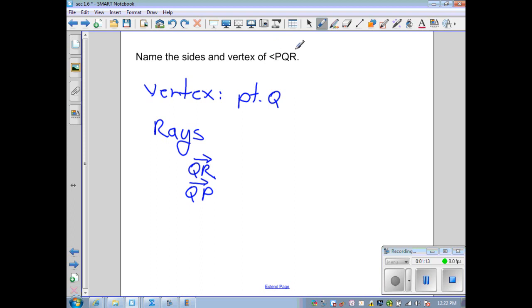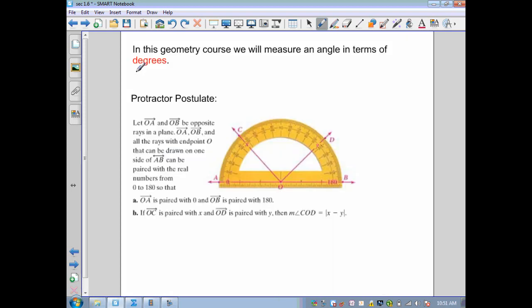Therefore, as long as I have the name of the angle, I do not have to see the angle to be able to name the vertex and the sides of that angle. During this geometry course, we're going to measure angles in terms of degrees. And when we do that, we need to use the protractor postulate.